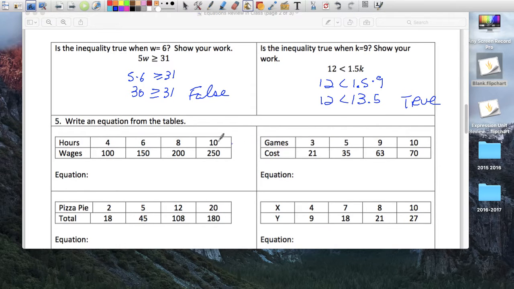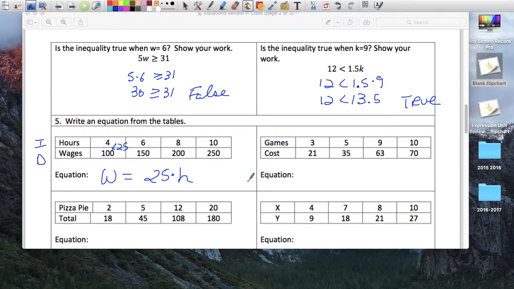We did some of this in class, okay? Writing an equation from the table. So the equation here: the dependent is wages, and the independent is hours. So times 25, times 25, times 25, times 25. So the equation, the total wages, the money he brings home, is going to be equal to 25 times what? H for hours.